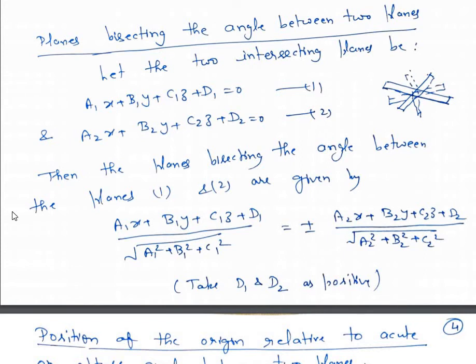Then the planes bisecting the angle between these two planes are given by a1x plus b1y plus c1z plus d1 upon under root of a1 square plus b1 square plus c1 square is equal to plus minus a2x plus b2y plus c2z plus d2 upon under root of a2 square plus b2 square plus c2 square. Now take d1 and d2 as positive, right? If any one of them is negative, then just multiply through the equation by minus sign so that constant terms become positive.